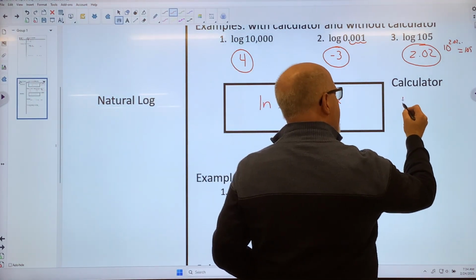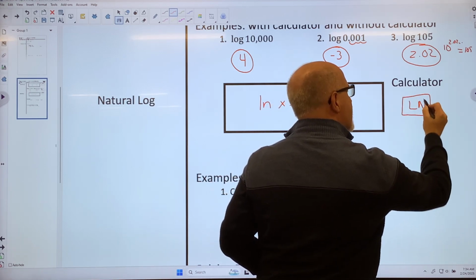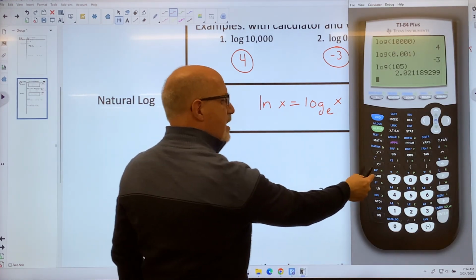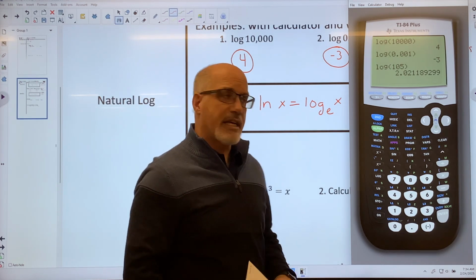The calculator key has an L and an N on it. It uses the capital letters when we do it. So if you look at this calculator, underneath the log is an LN key. That's the natural log key.